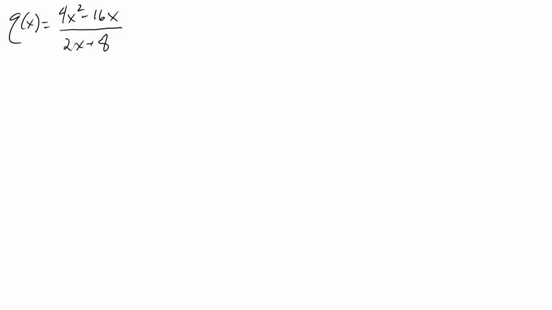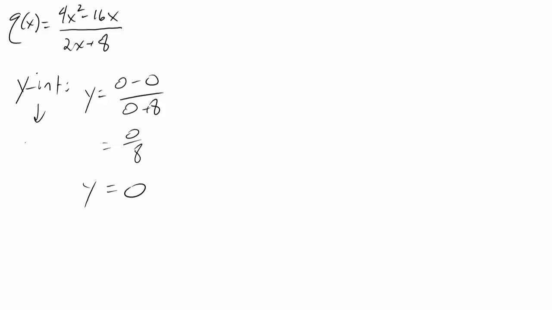Here we're given the rational function q of x equals 4x squared minus 16x over 2x plus 8. And we're asked to find all the intercepts and any asymptotes and all relevant data that will allow us to sketch a graph of this particular rational function. So we'll start off looking at finding the y-intercept. For the y-intercept, we're just going to put a 0 in for x. And so we'll plug a y here instead of the q of x, and we get 0 minus 0 over 0 plus 8. So we get 0 over 8, which is just 0. So our y-intercept is the origin. It's the point 0, 0.